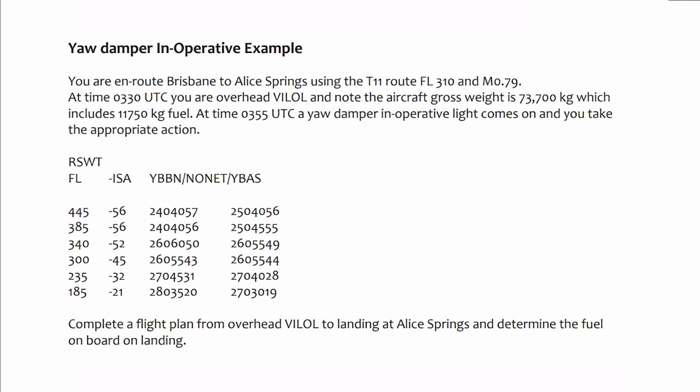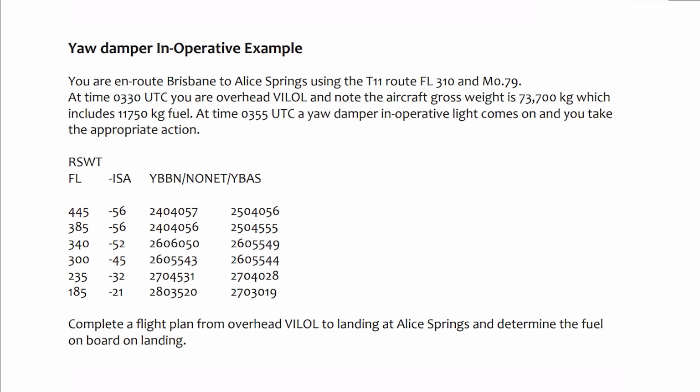So we're going to ask ourselves our two questions like any other flight plan, and then we'll get into it. The first question being, what level are we going to fly at? Now in this scenario, we're flying from Villol out to a position where the yaw damper fails. So flying out to that point, it's going to be flight level 310 because that's given in the question.